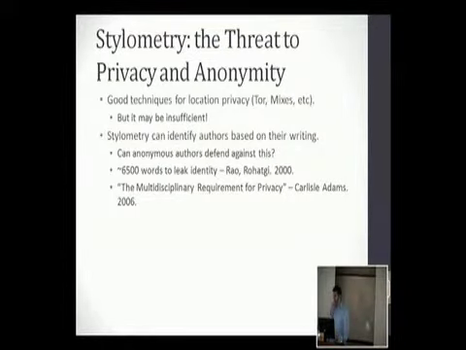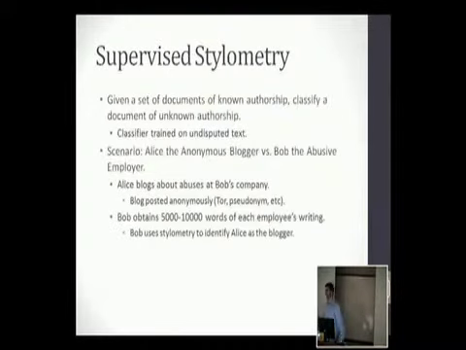So I'm going to give two examples of a potential privacy threat, and I'm also going to, in that, explain the two different kinds of scenarios of stylometry problems. The first main scenario is supervised stylometry. Given some set of documents of known authorship and a document of unknown authorship, you want to attempt to classify that document of unknown authorship after you've trained some sort of classifier on the known documents.